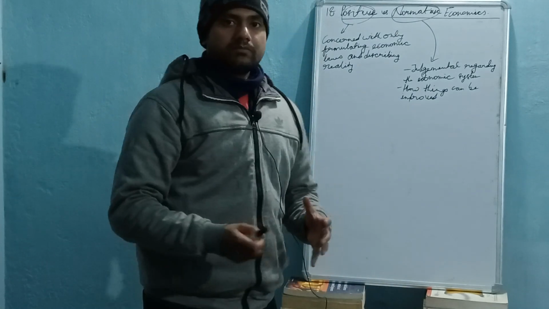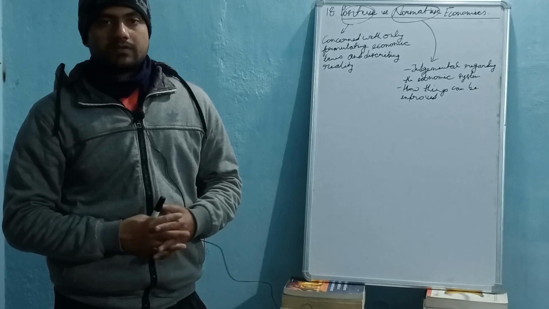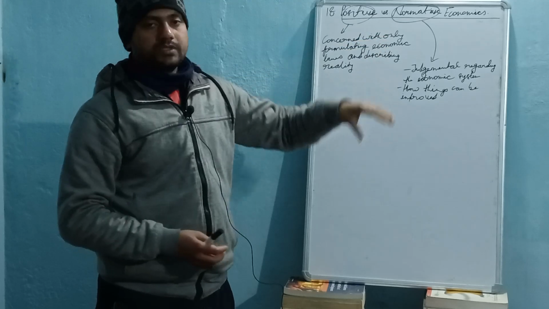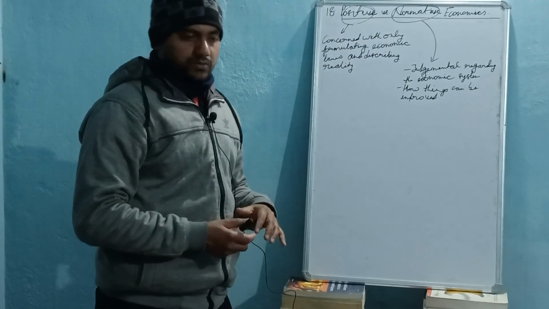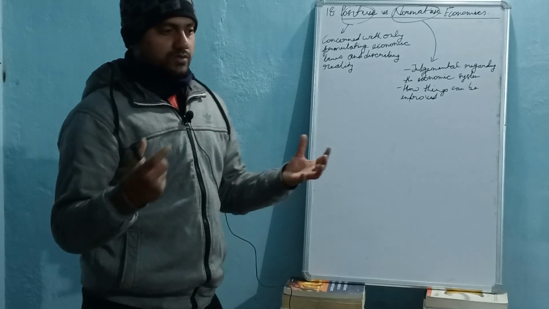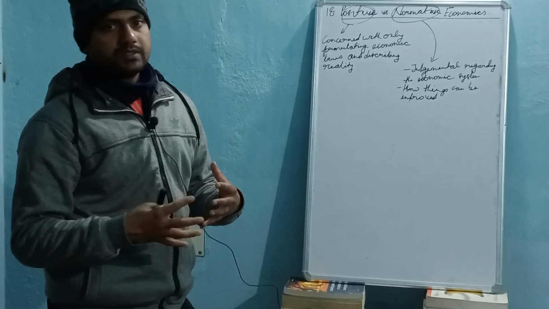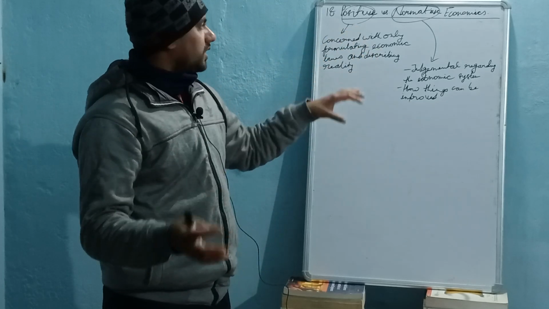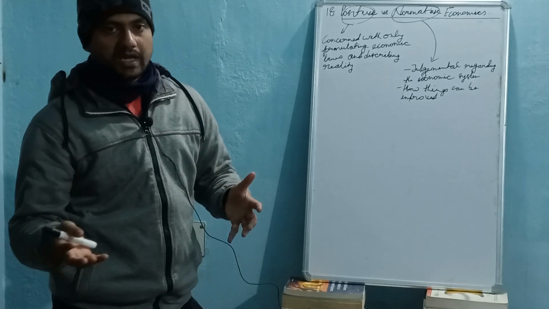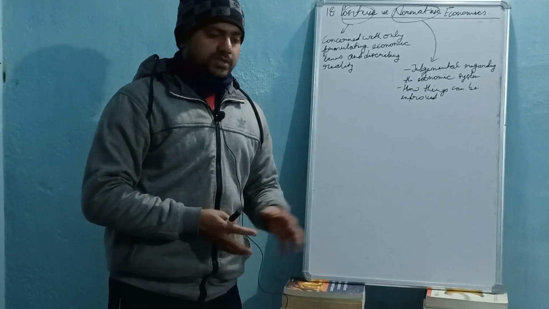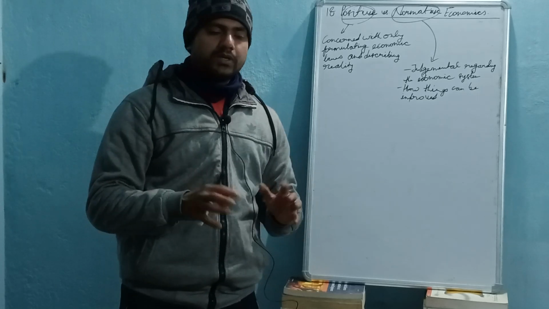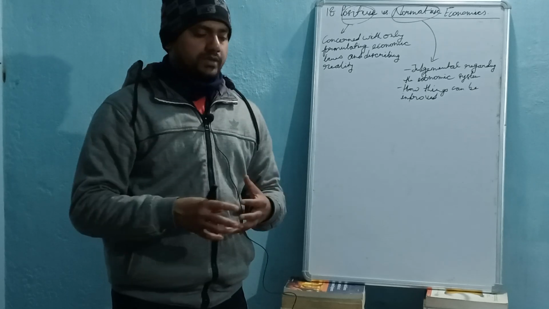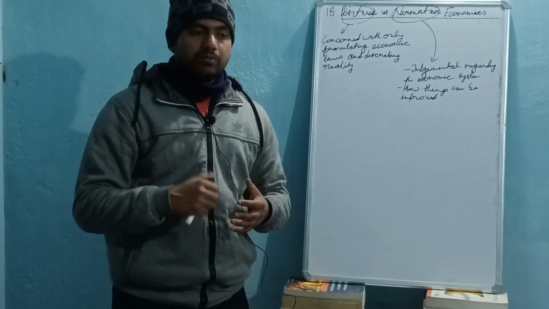So now in this session, I will cover the remaining topics of unit 1. Here, 1.8 is given: positive versus normative economics. What is positive economics, what is normative economics, and what are the differences between these two? Positive economics is concerned with only formulating economic laws and describing the reality of the economic system. It only describes the behavior of different economic units in the economic system, and it tries to formulate different economic laws.